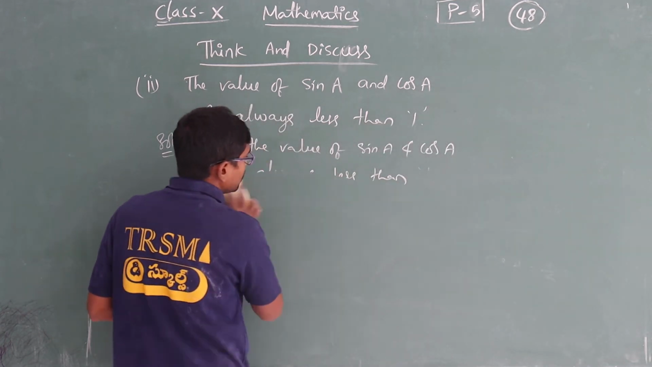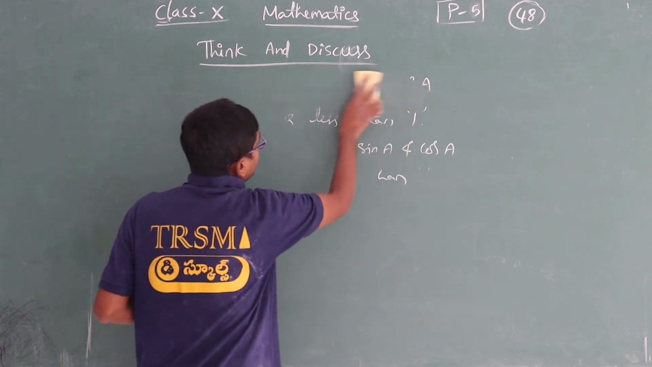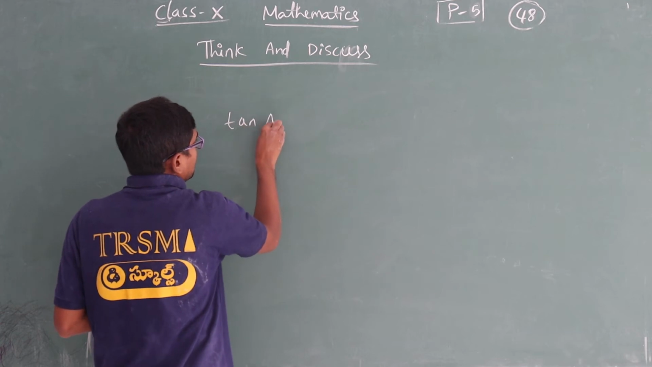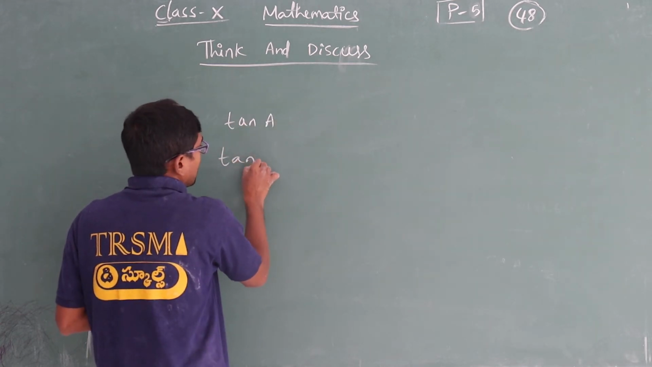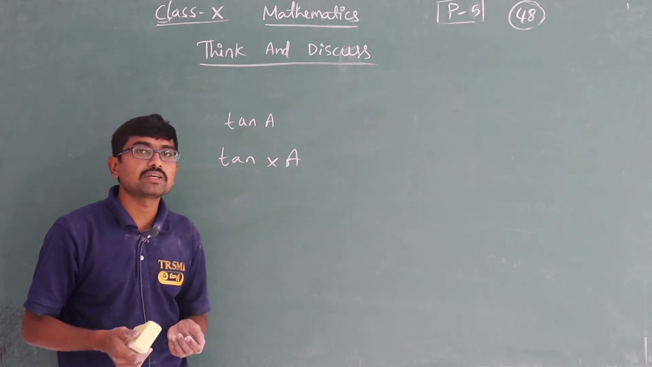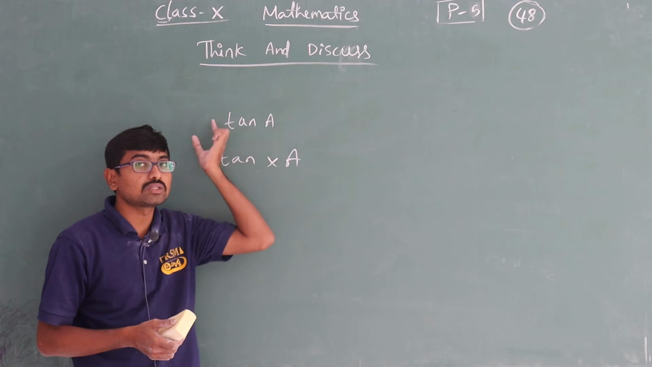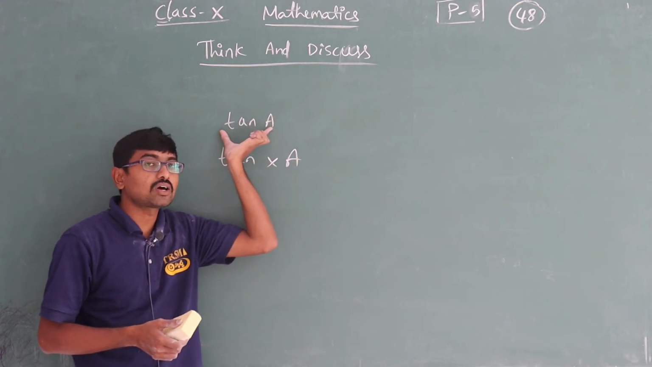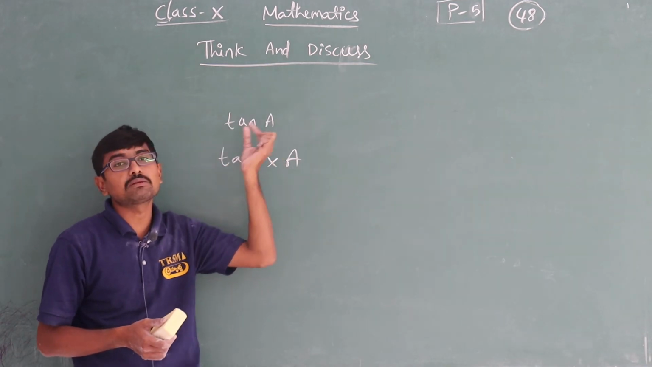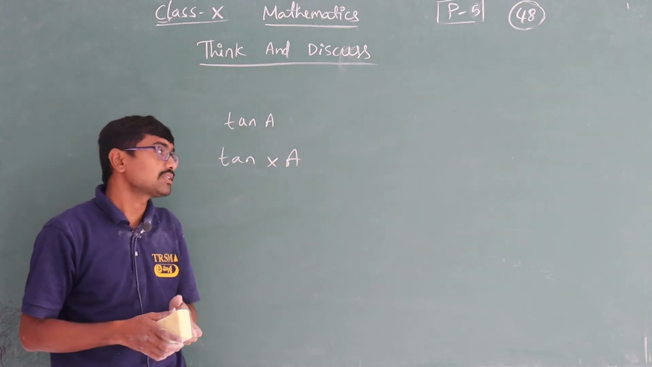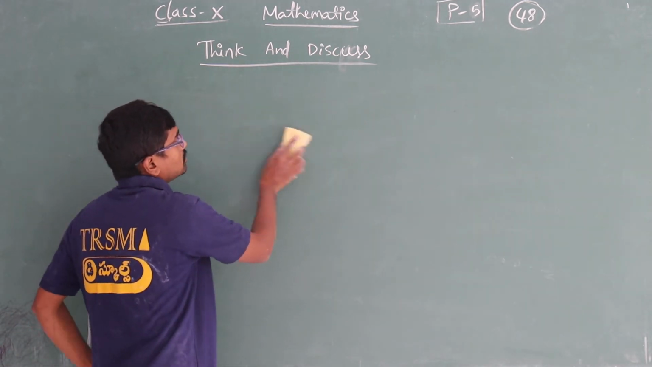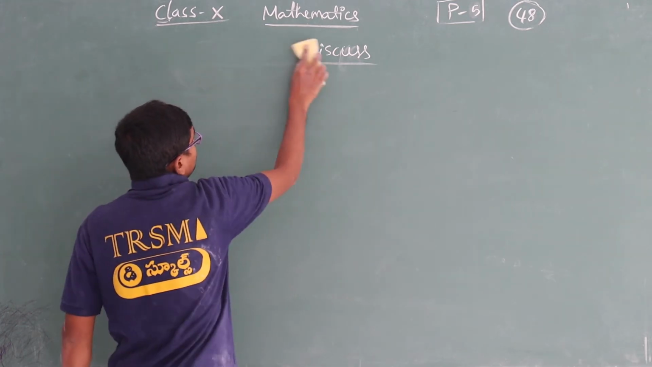Coming to the third one, what is said? Tan A is a product of tan into A. Can I write this? I have already told you in our previous class, this is not a multiplication, this is a whole single term. Tan A is a whole value, representing one single value. Because of that we can't write it as tan into A. So this is how you have to answer.